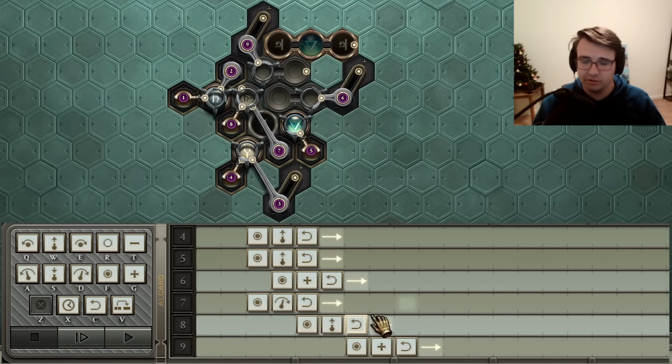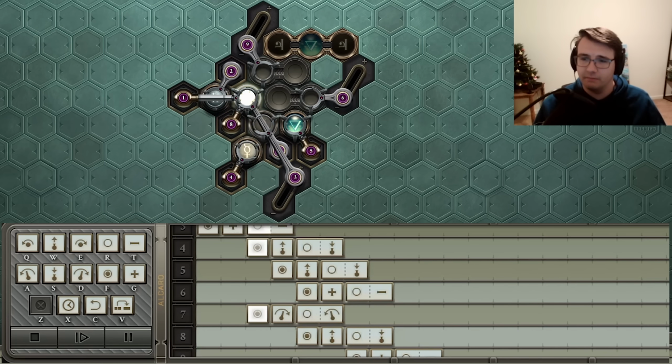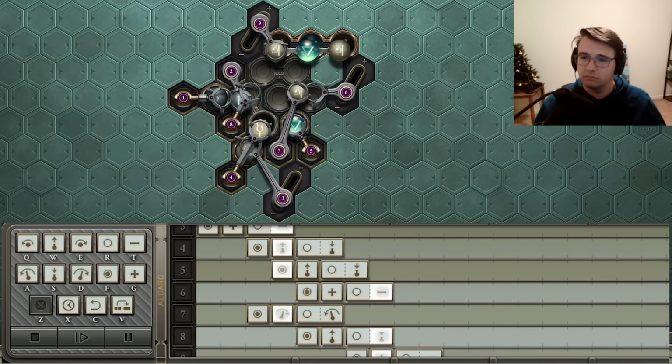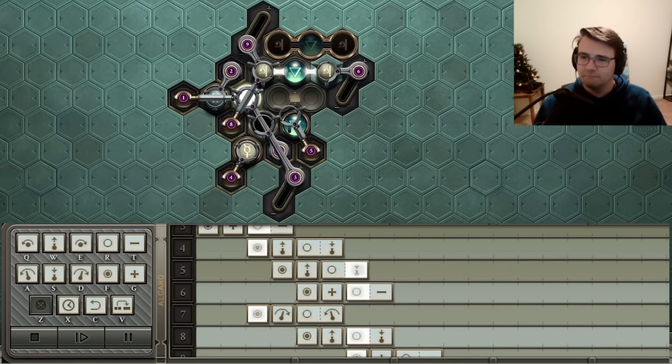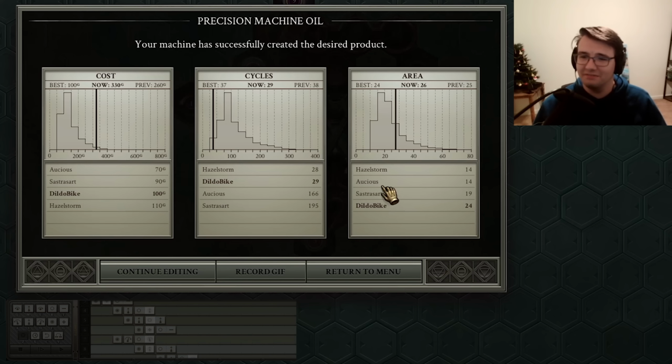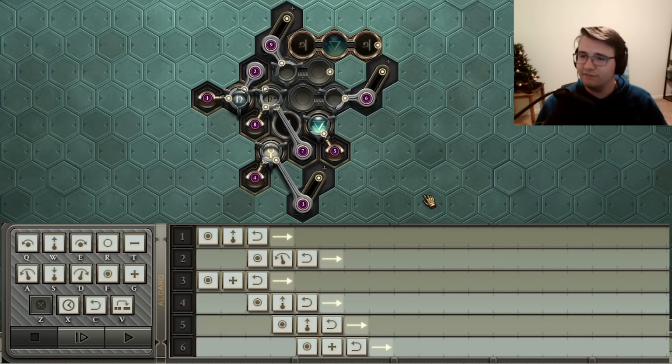Hold on, a little timing error. Like that. And send it. So certainly a lot faster, but could still be faster, even if by a couple steps. And the issue is this.